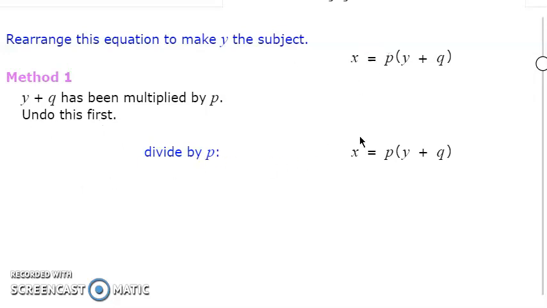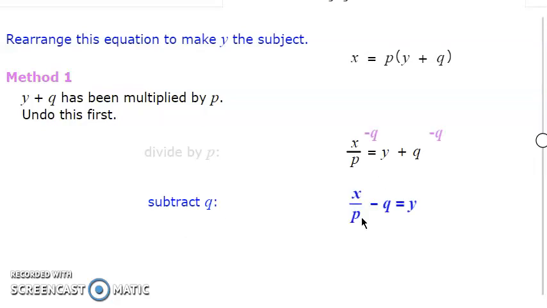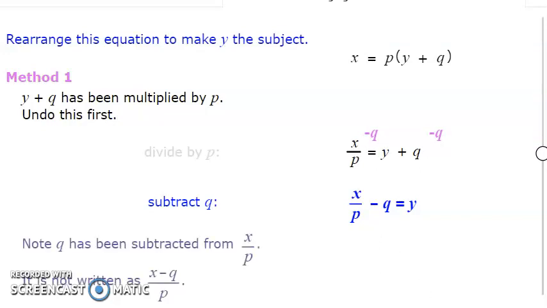So as you can see, we will divide both sides by p, and then we get x by p equals y plus q. And next you will have to subtract q from both sides, so you get x by p minus q equals y.